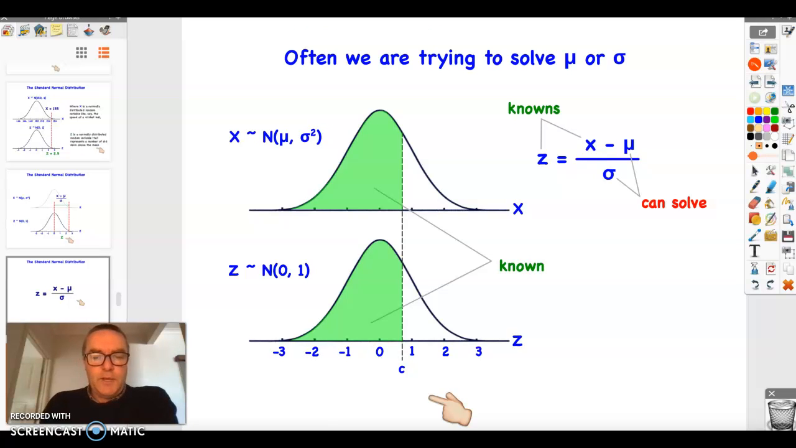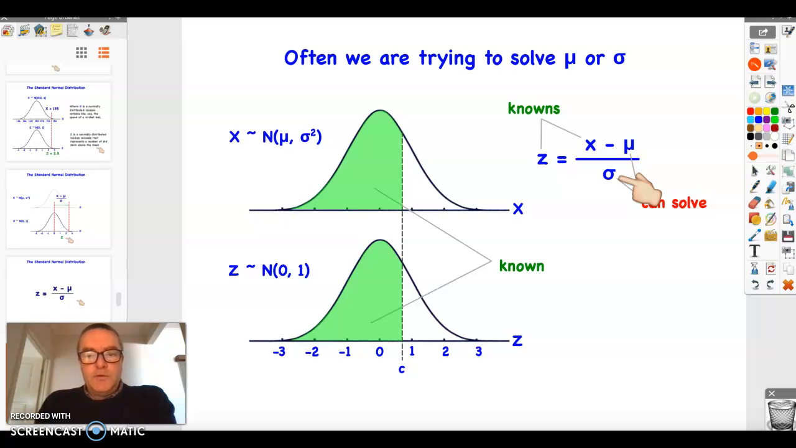When we're using this formula, often we're trying to solve something like the mean or the standard deviation. So we've got the formula up here. Often we know x. We can find out what z is using a calculator. We might know the mean and we're trying to solve the standard deviation, or even vice versa. There are occasions where you might need to use the formula twice with different information. You might actually be looking to solve the mean and the standard deviation with simultaneous equations.